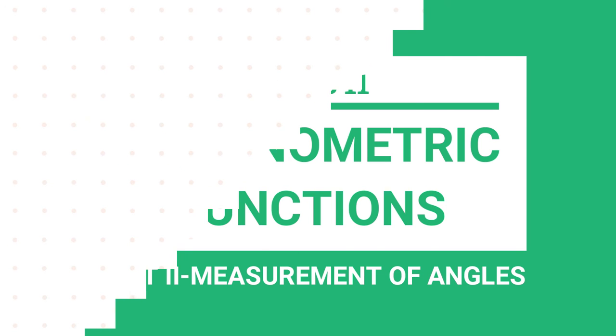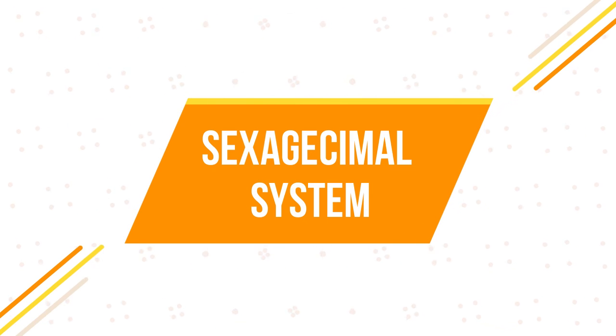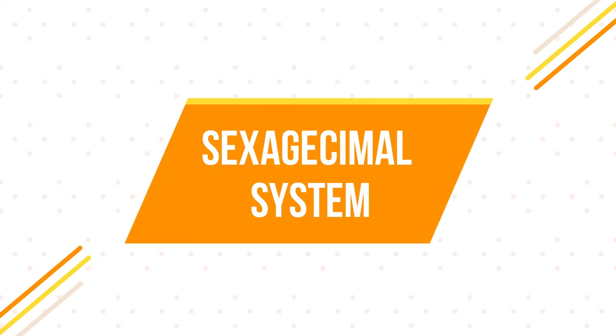Now there are different systems of measurement of angle. Basically, the first one is degree measure, and degree measure comes under the sexagesimal system. So what is a degree measure?